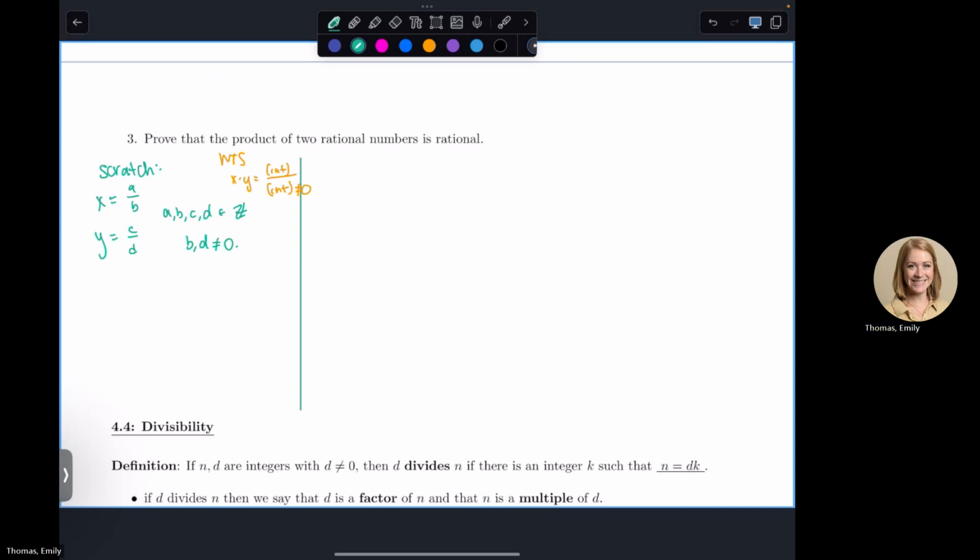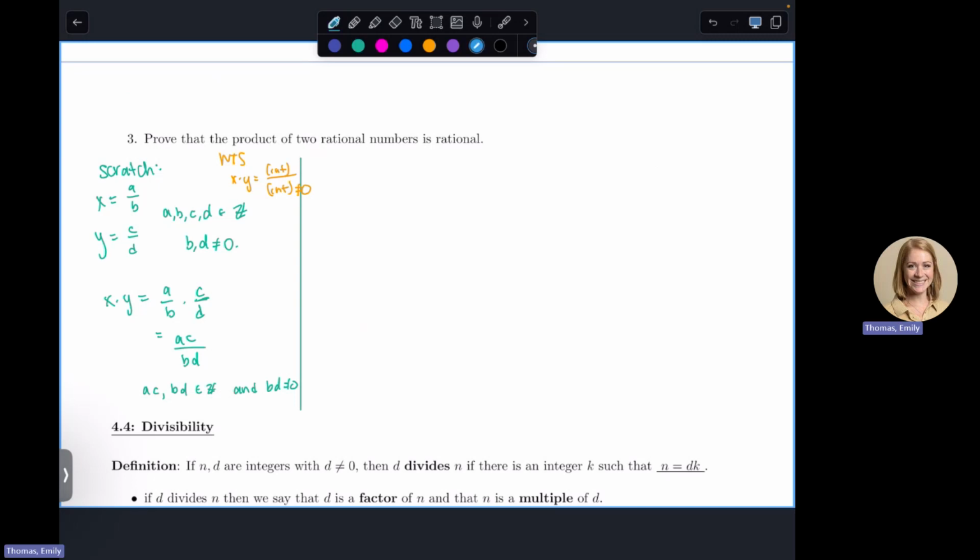So X times Y equals A over B times C over D. Then we multiply them together, it's AC over BD. Done. Yep, we are. Those things are products of integers, so they're both integers. The bottom two pieces couldn't be 0, so when you multiply them together, they're still not 0.